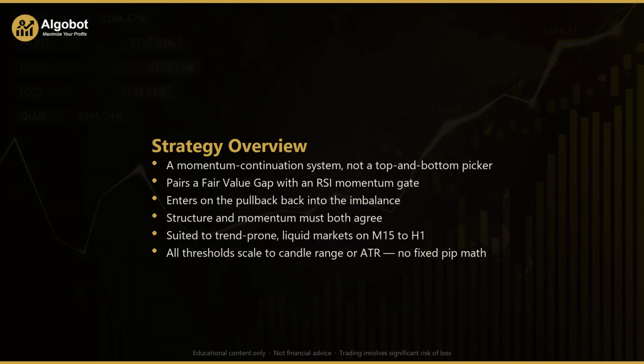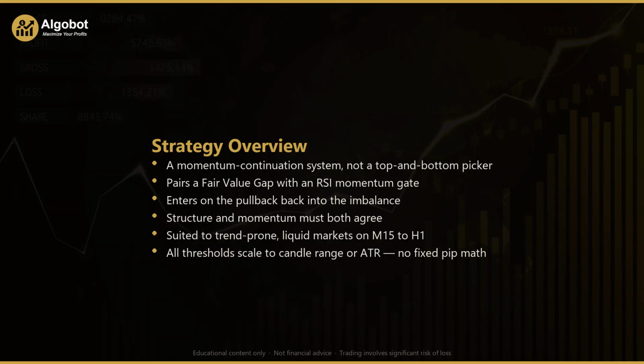The first idea is structural, and it's called a fair value gap. A fair value gap is the 3-candle signature of an efficient move. When a single dominant candle travels so quickly that the candle before it and the candle after it never overlap, it leaves behind an untraded pocket of price. The strategy treats that pocket like fresh demand on the way up or fresh supply on the way down, because price often revisits it once before the original direction resumes.